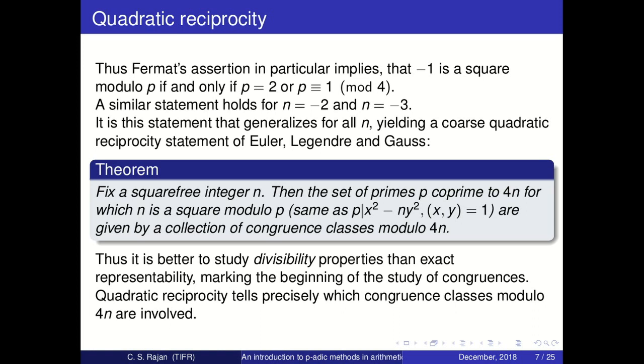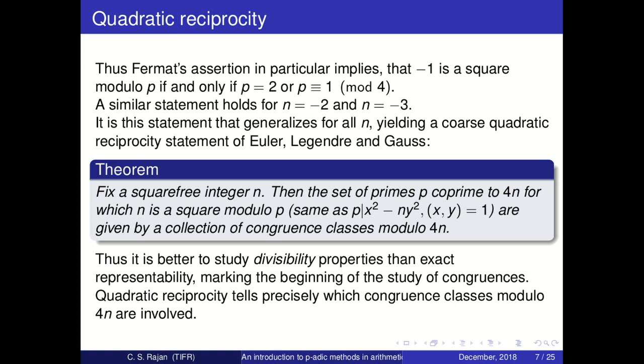Okay, fix a square free integer n. So what is the theorem? Then the set of primes p coprime to 4n, for which n is a square mod p, that means p divides x squared minus n y squared with x, y coprime, are given by a collection of congruence classes modulo 4.